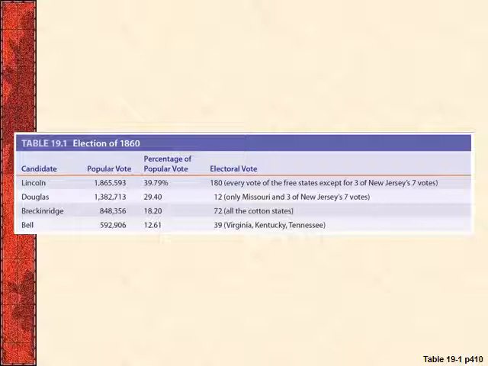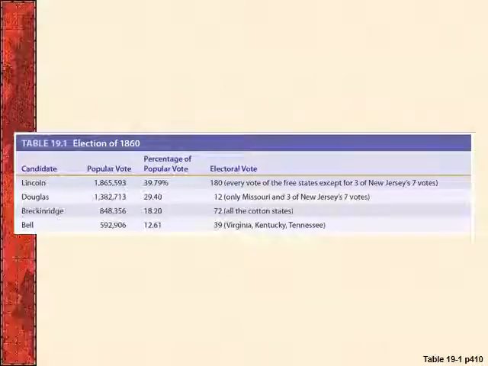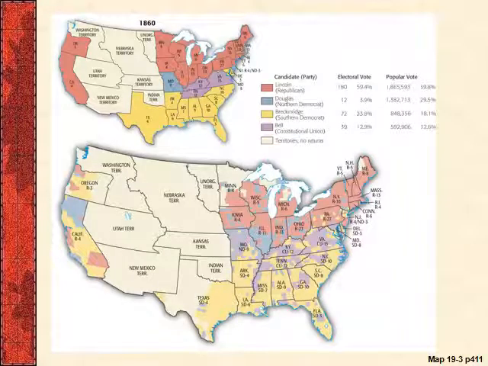What you need to take from this table is that Abraham Lincoln truly is a minority president. He doesn't even come close to being the choice of half of America, right? He's only the choice of about 40% of America. And so he does not have a mandate to do what he wants. He's in a very bad pickle. This is just a map, and you can see here that Lincoln gets all of the northern states.